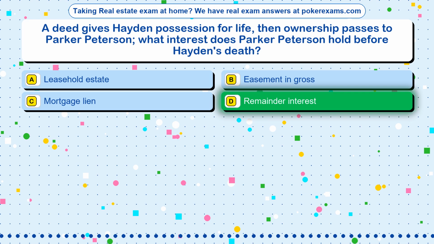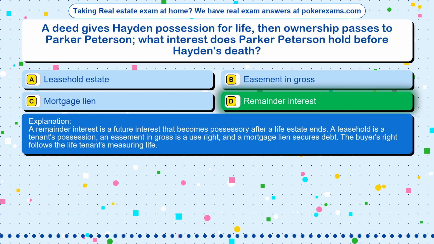The correct answer is option D. Remainder interest. A remainder interest is a future interest that becomes possessory after a life estate ends. A leasehold is a tenant's possession, an easement in gross is a use right, and a mortgage lien secures debt. The buyer's right follows the life tenant's measuring life.